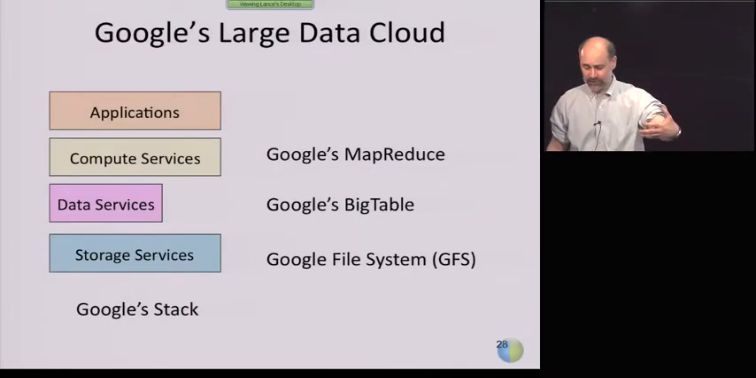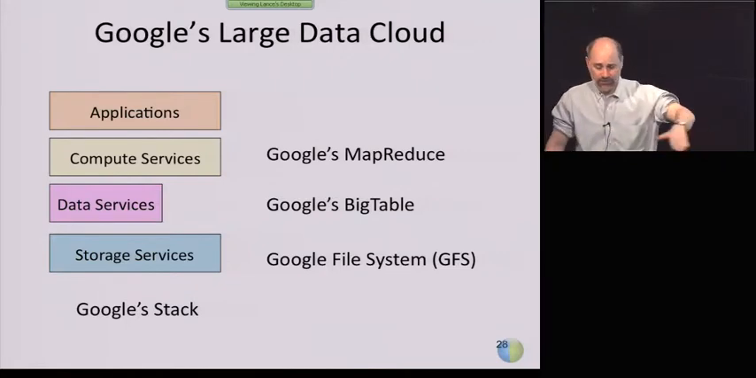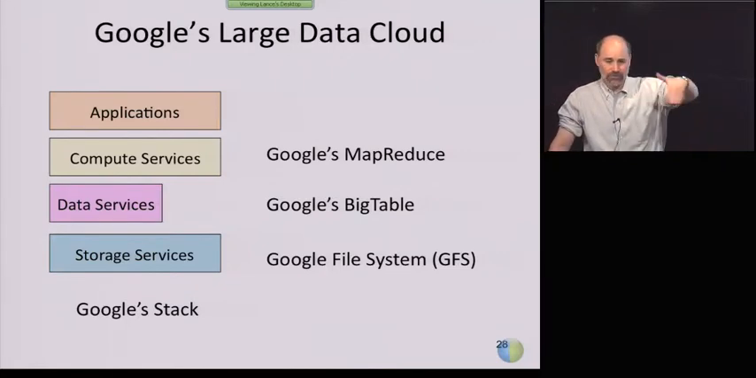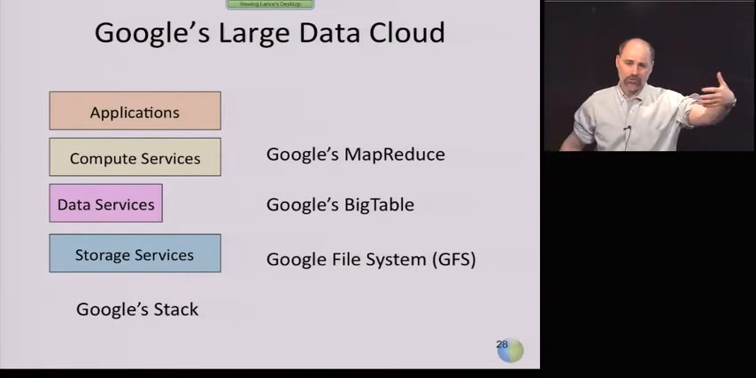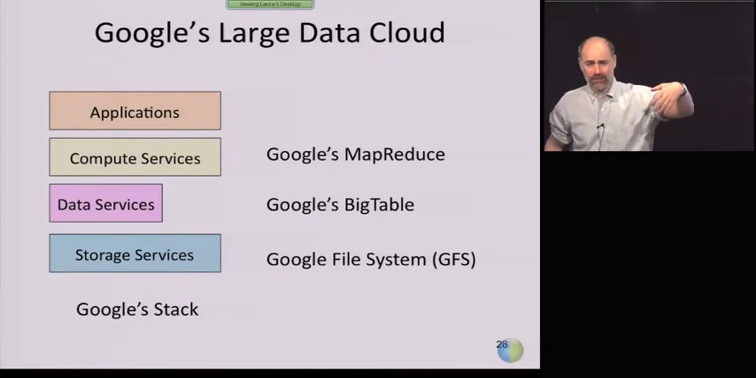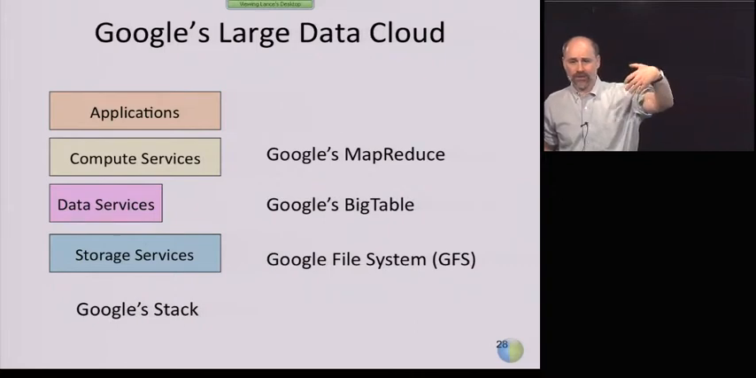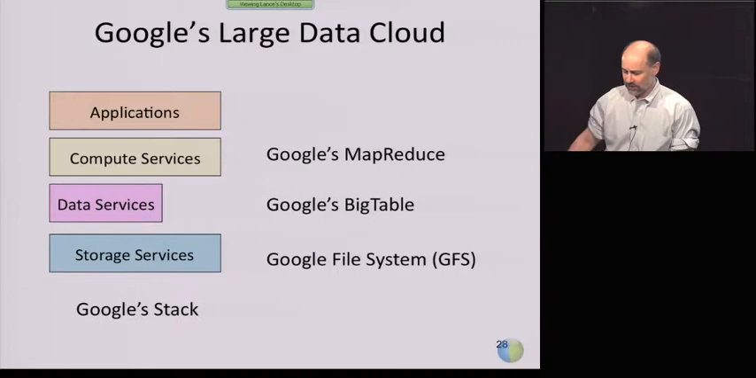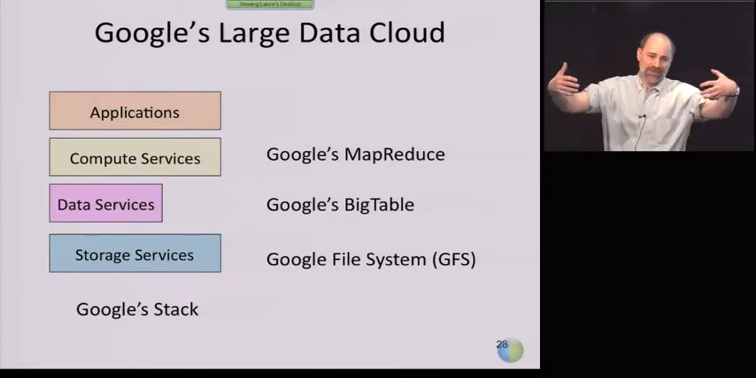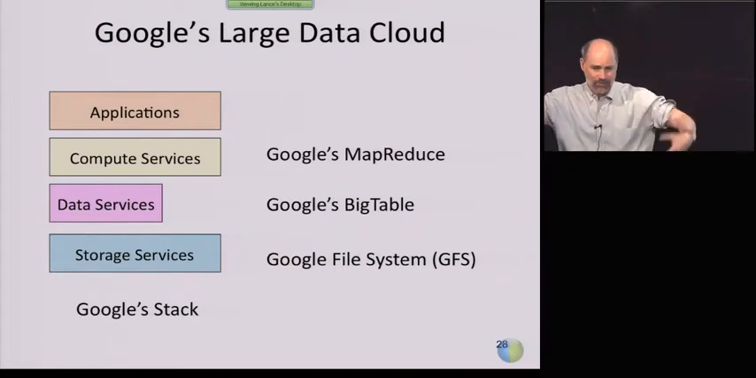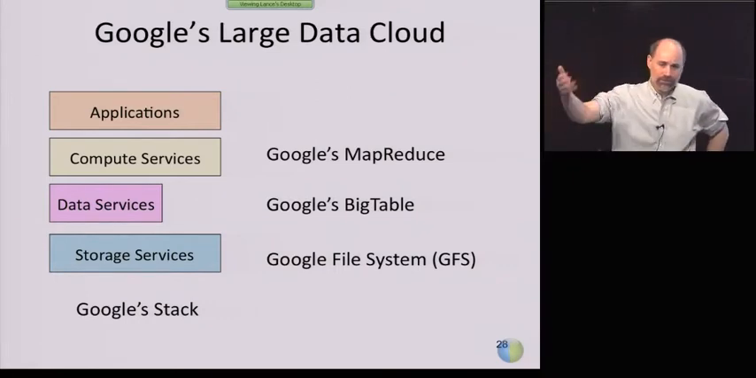So here's a picture of the stack. There's a file system, there's the Bigtable, there's the MapReduce, and then there are apps. So MapReduce is a Google file system app. Bigtable is a Google file system app, etc. And so everything is based upon the file system and then using that to scale up. And then the apps are based on the performance of MapReduce.